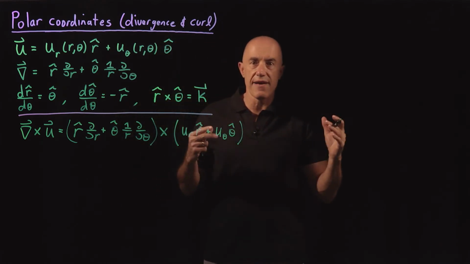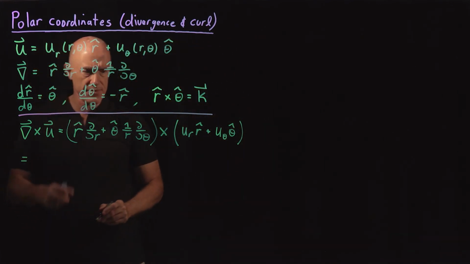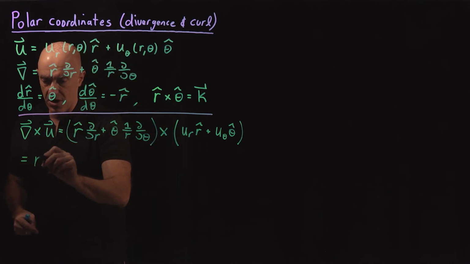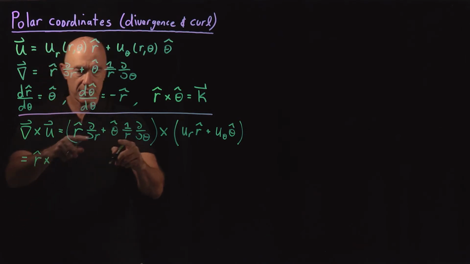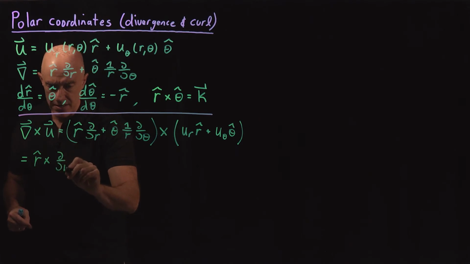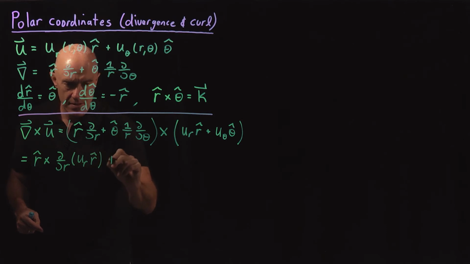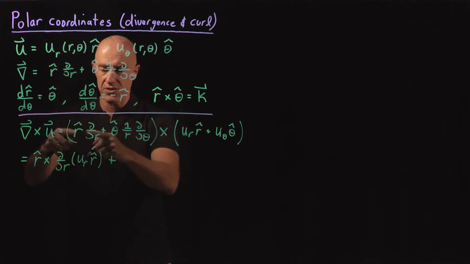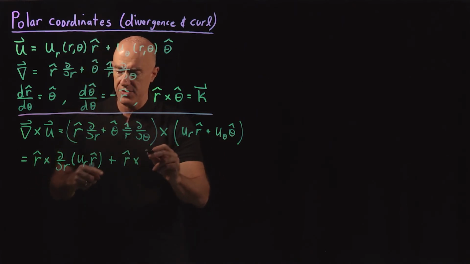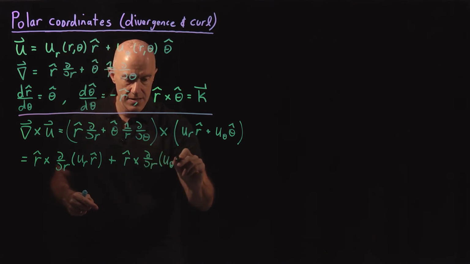Okay, again, we have 4 terms. So let's go through the terms. The first term from the r hat, so that will be r hat cross, and the derivative on this first term here. So d dr of u_r r hat. The second term then is r hat again, cross the derivative of the second term. So d dr u_theta theta hat.